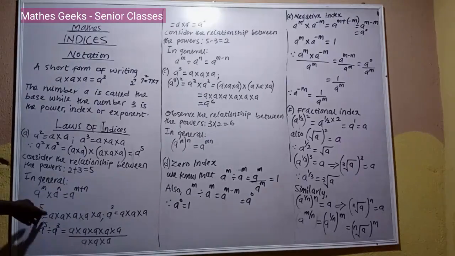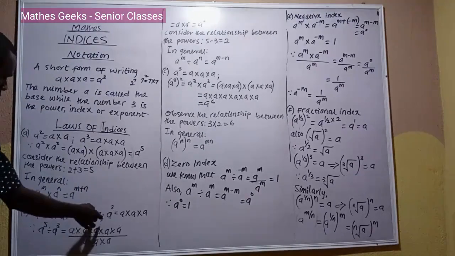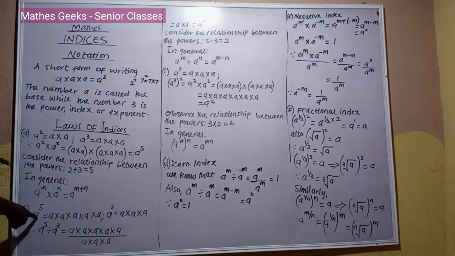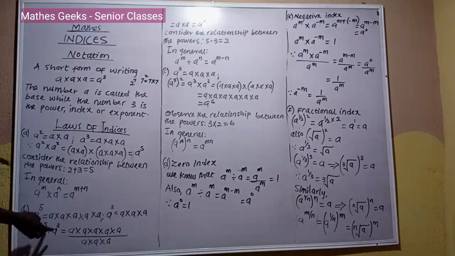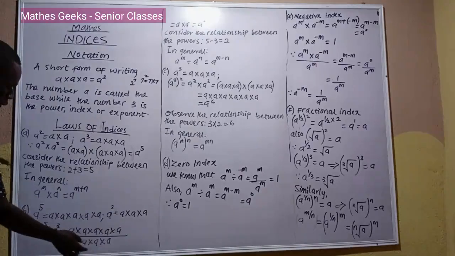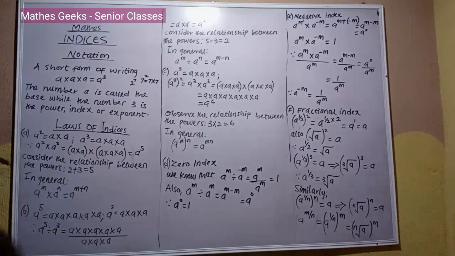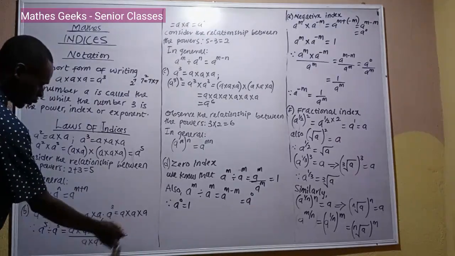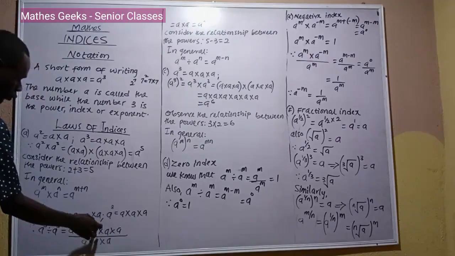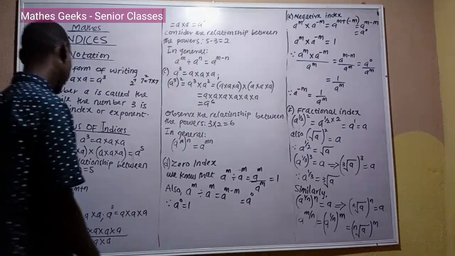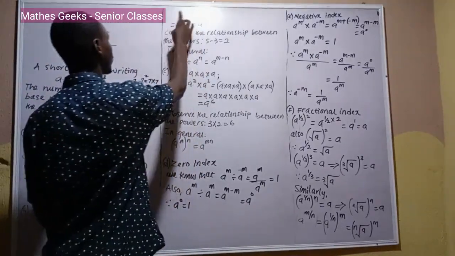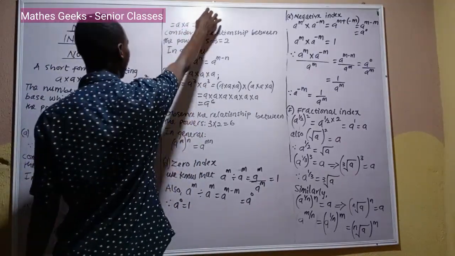Next, a raised to 5 means that the base should multiply itself repeatedly 5 times, and the same applies to a raised to power 3. So what do you get when a raised to 5 divides a raised to 3? Here, if you cancel a, cancel this a, cancel this a, you will be left with a times a, which is a raised to power 2.